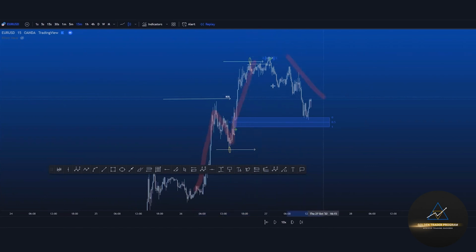How are we going to identify the pullback? Wait for the change of character on the lower time frame. Obviously, it happened here somewhere. So you could have looked for shorts, could have got tagged in and tagged out. Then it made another little sneaky high, but then there was another break of structure. You could have got in. And now with the change of character, signifying the start of the pullback, we can now sell it on the way down towards a point of interest.